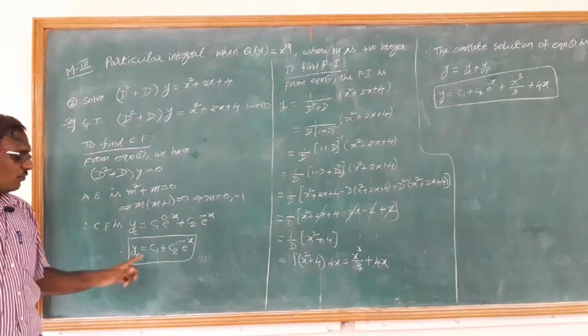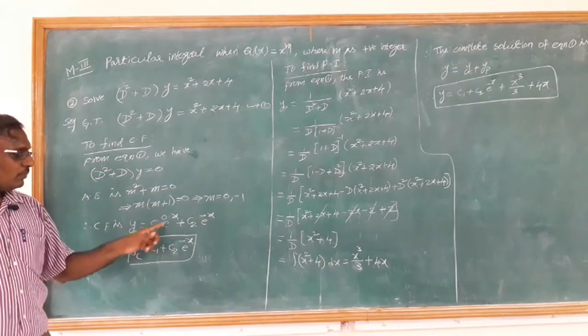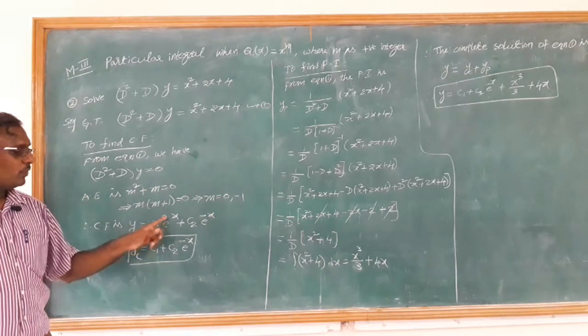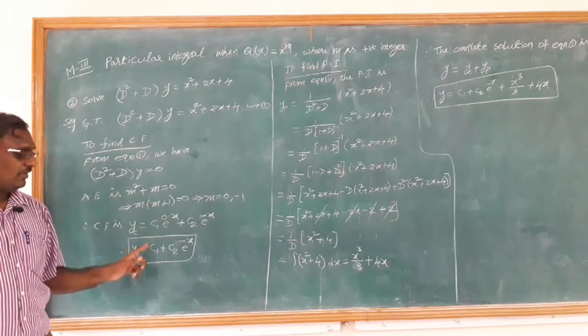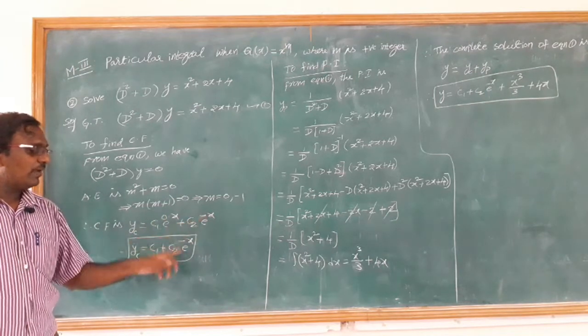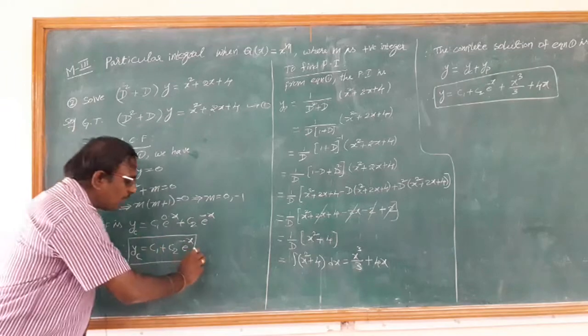So that is yc is equal to c1 e power 0 into x, and e power 0 value is 1, so c1 into 1 means c1, plus c2 into e power minus x. So this is the complementary function.